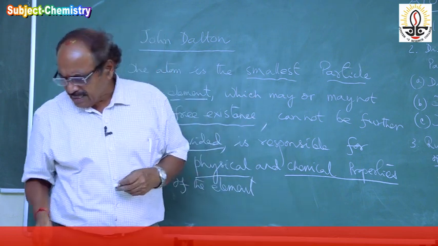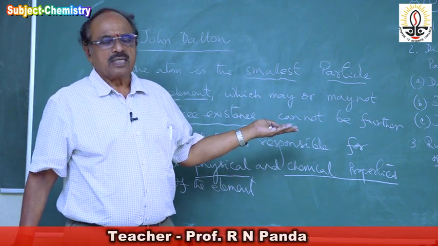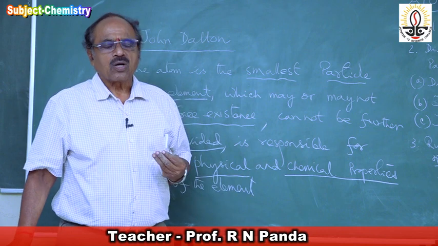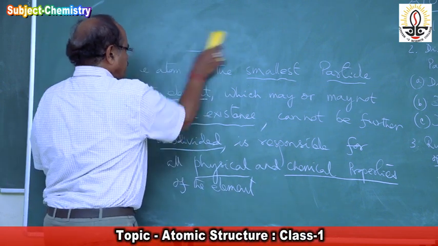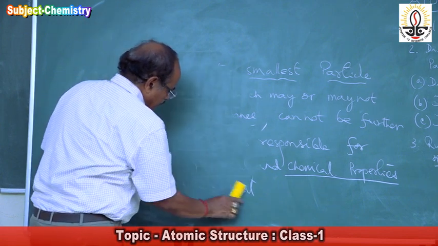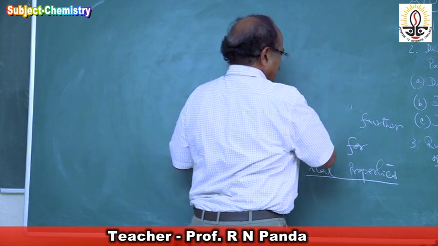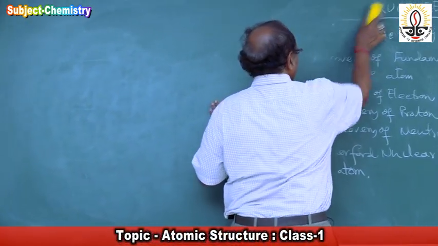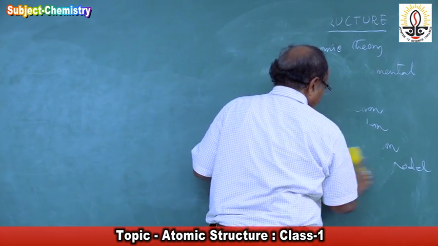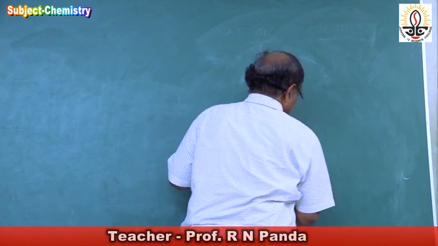To characterize an atom, he proposed a theory called Dalton's atomic theory. What do you mean by the word characterize? He wanted to explain what an atom is, what the relationship is between an atom and the element, and what role the atom is playing.